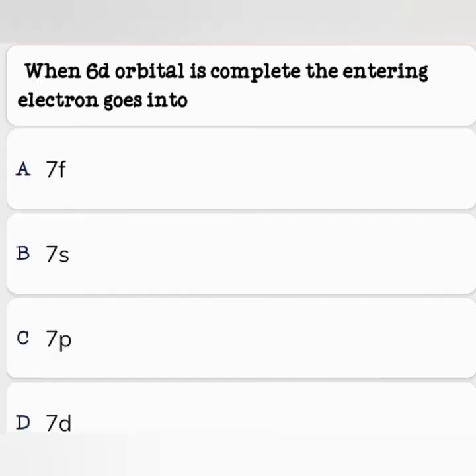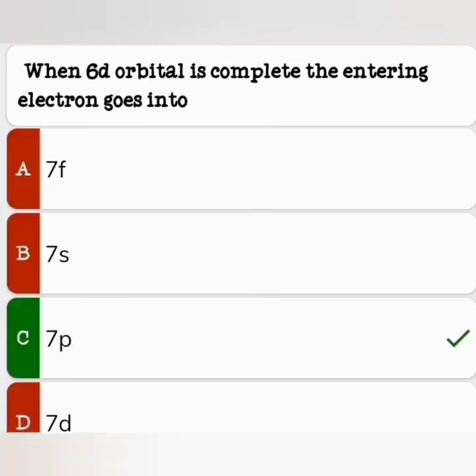When 6d orbital is complete, the entering electron goes into A, 7f. B, 7s. C, 7p. D, 7d. राइट ऑप्शंस, आप कमेंट सेक्शन में लिखें। The right option is C, 7p.